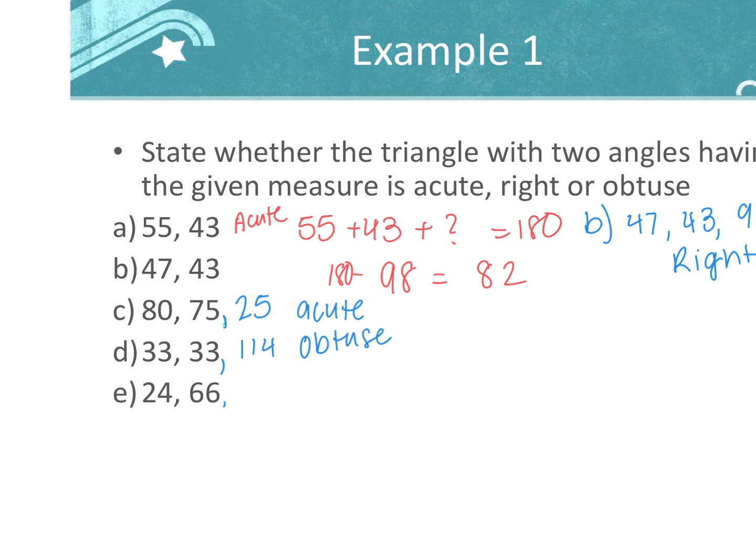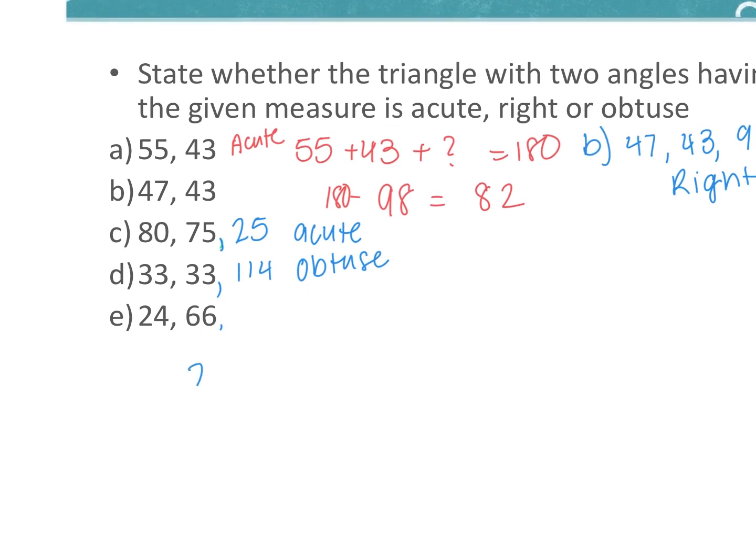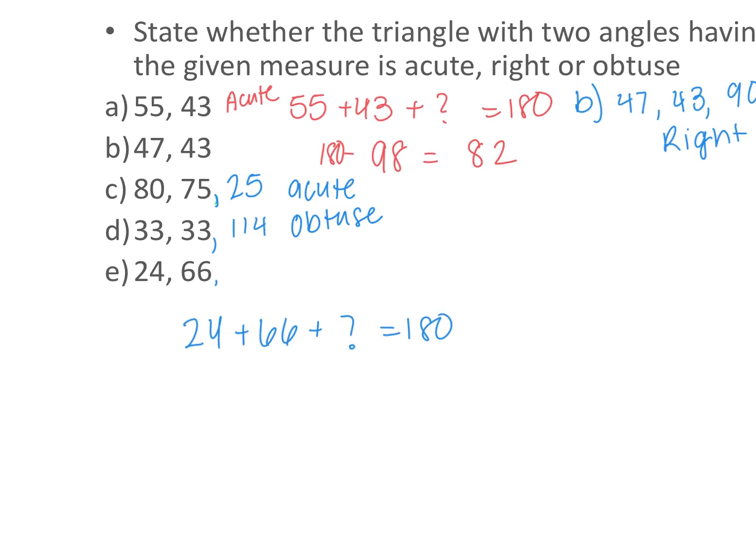And just going over how we're finding these again, we have 24 plus 66 plus the missing angle equals 180. So it's 24 plus 66. Good, I'm going to get 180 minus 90, and what should that equal? Good. So if this is a 90-degree angle, what kind of triangle is this? A right. Does anybody have any questions on this?